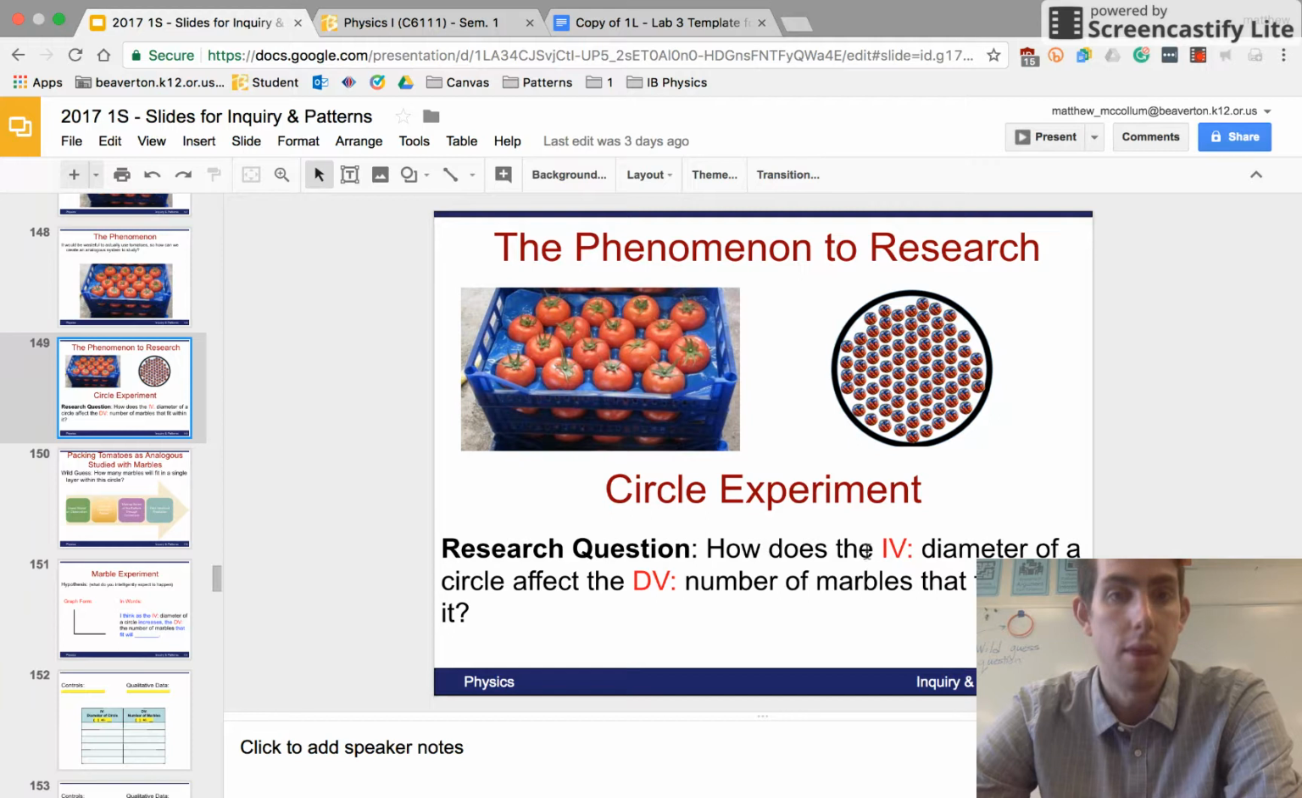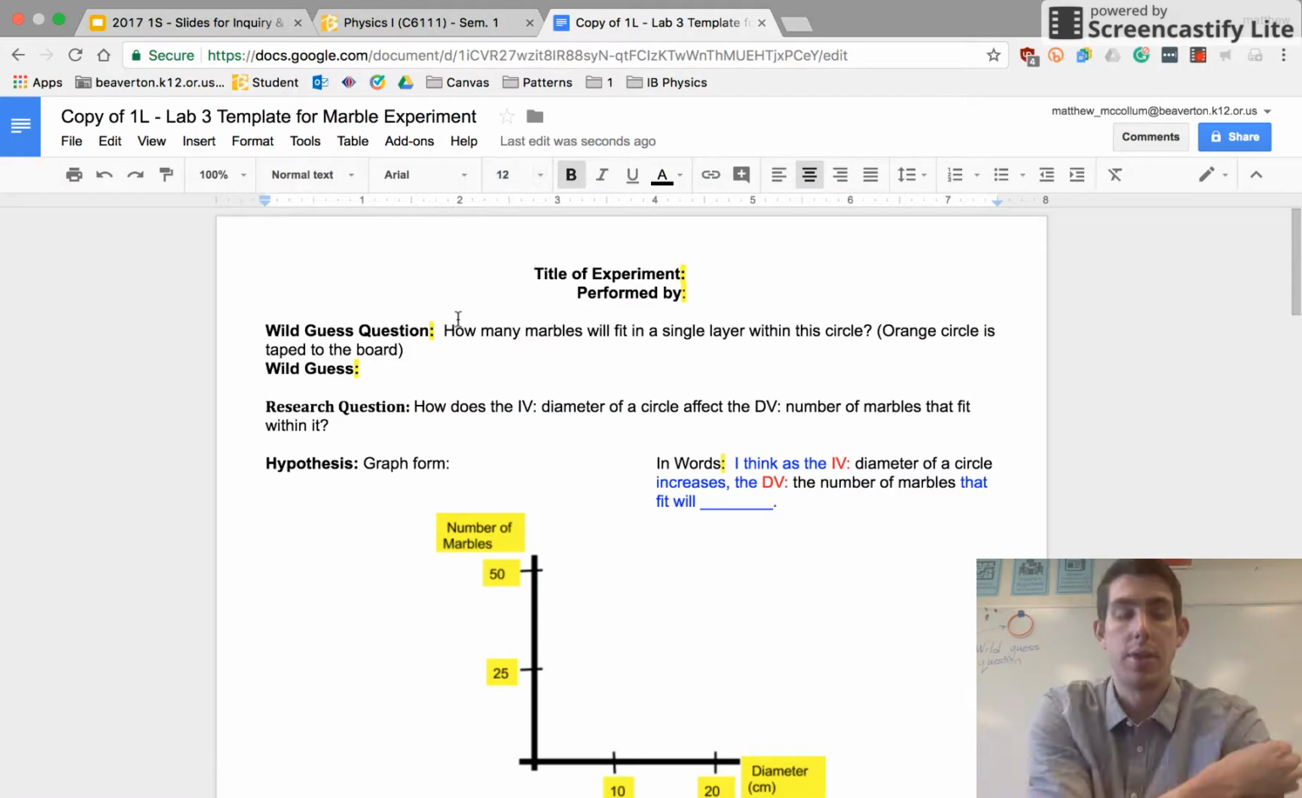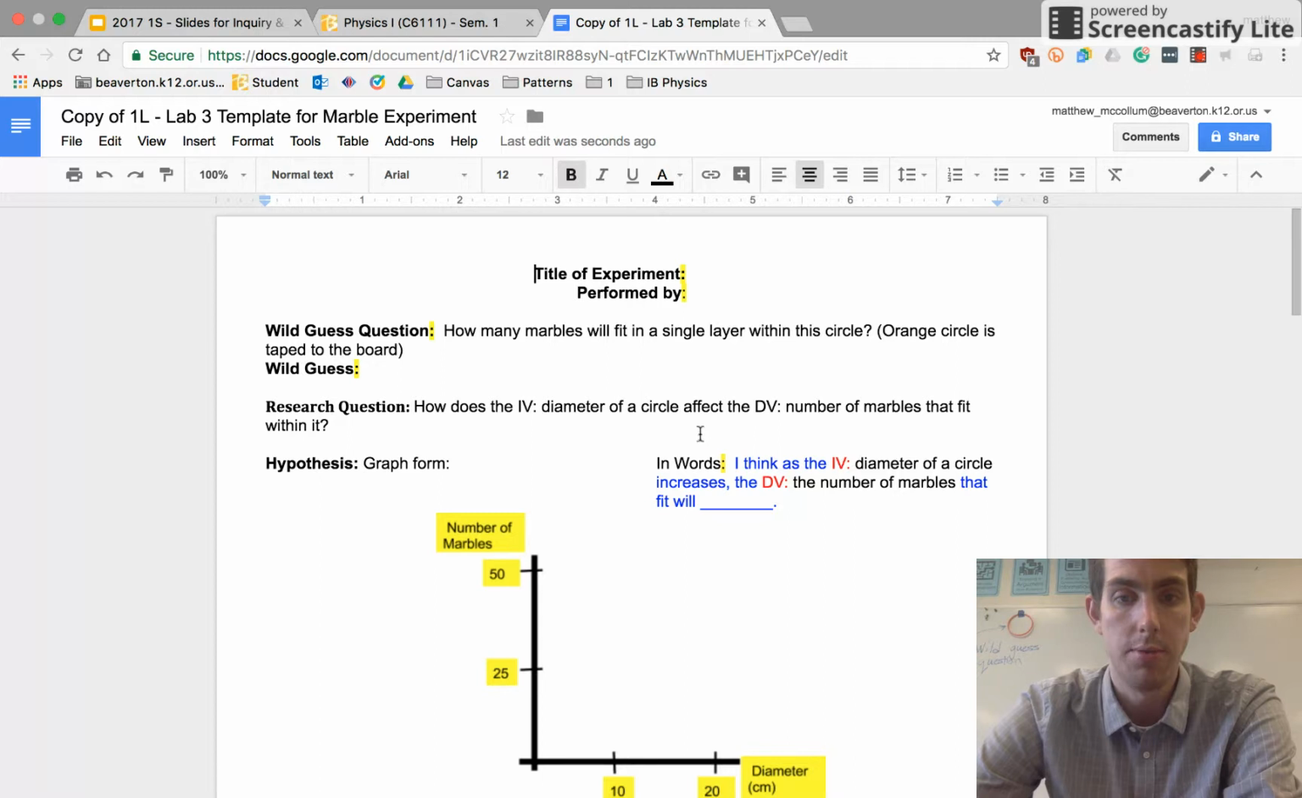Our research question is: how does the diameter of a circle affect the number of marbles that fit within it? And you can see that I've already put that research question in your document for you.